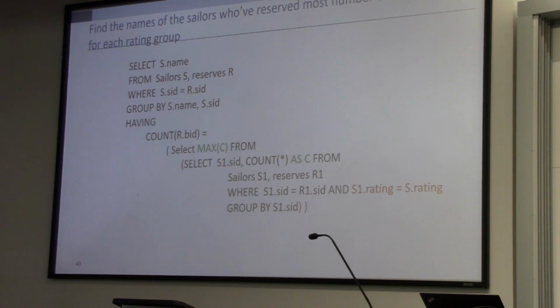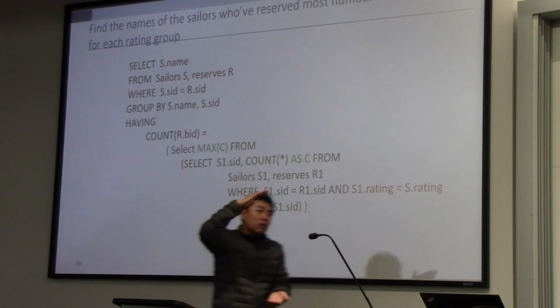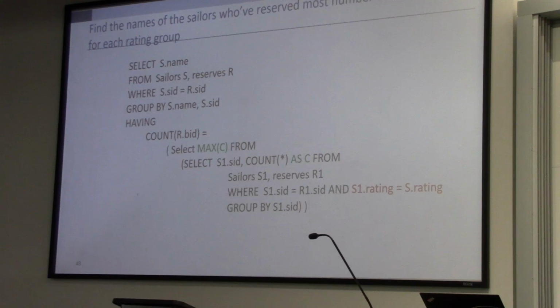Then I count over the boat ID in each group. Essentially, I'm counting the number of reservations that sailor has made. Then I'm saying this must be equal to the max.